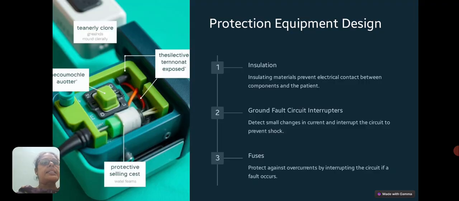The next slide is protective equipment design. Here we follow three steps: first insulation, second ground fault circuit interrupters, third fuses. Insulating materials prevent electrical contact between the components and the patient. Ground fault circuit interrupters detect small changes in current and interrupt the circuit to prevent shock. Fuses protect against overcurrents by interrupting the circuit if any fault occurs.